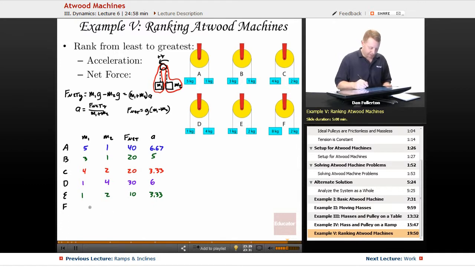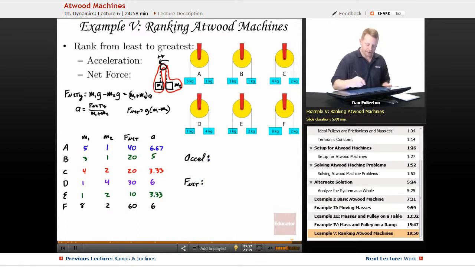And finally, for F, we have 8 as our first mass and 2 as our second mass, so the difference is 6, times 10 gives us 60 newtons for our force. And our acceleration, 60 divided by 10, is 6 meters per second squared. So now we're asked to rank these from least to greatest for acceleration and for net force.